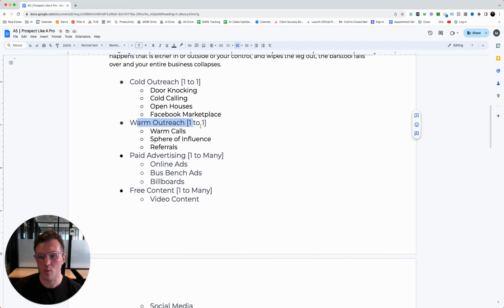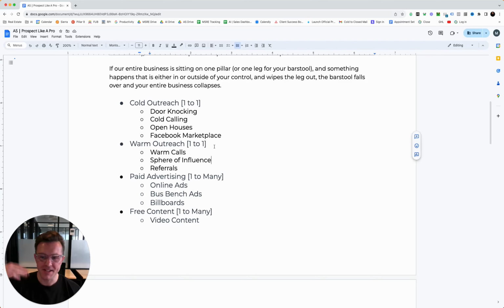And then you go to your warm outreach. These are people that know you, they like you, they trust you, and there's a bit more of a relationship developed. These are your warm calls, SOI, and your referrals. Now, the difference between the two obviously is whether the relationship has been developed or not, and whether that know, like, and trust factor is there or not.